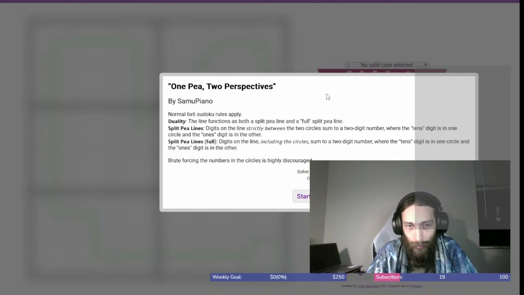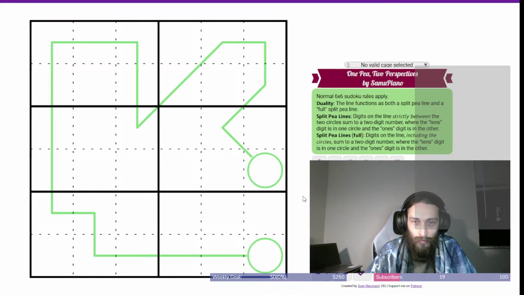Split P lines: digits on the line strictly between the two circles sum to a 2-digit number, where the tens digit is in one circle and the ones digit is in the other. Split P lines full: digits on the line, including the circles, sum to a 2-digit number, where the tens digit is in one circle and the ones digit is in the other. Brute forcing the numbers in the circles is highly discouraged. Well, okay.